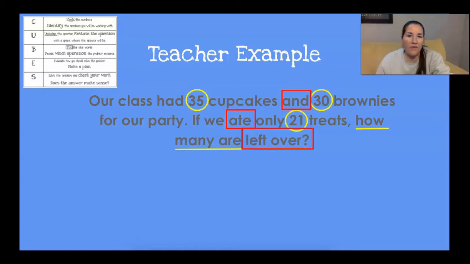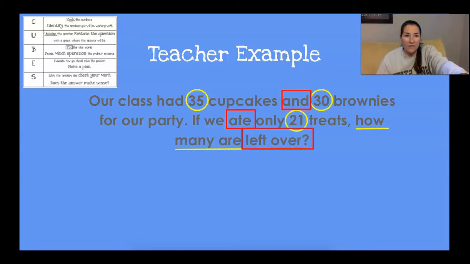If I have 35 cupcakes and 30 brownies, the and usually tells me that I'm going to add those together. The word ate tells me that if I'm eating them, I'm going to have less. So I'm probably going to be subtracting. And then the clue or keyword or phrase of leftover means usually I'm going to be subtracting as well. So looking at this, I'm going to evaluate what I know and make a plan for that.